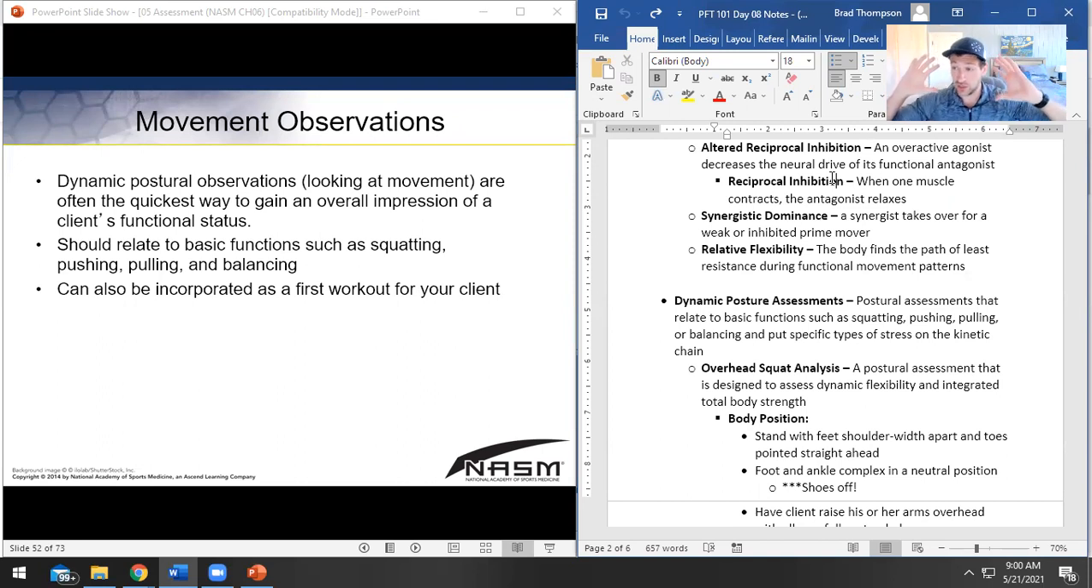If I'm doing a crunch, I need my low back to let go so that I can squeeze my abs. And when I descend back down to the ground, I need my low back to contract and I need my abs to let go. And that's how we are going to create actual movement. So that's normal reciprocal inhibition. It happens in your body constantly all day long, every movement you make, right?